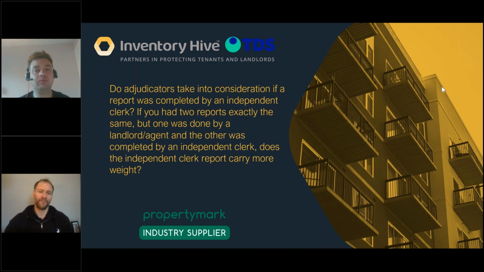You know, these are things that adjudicators will consider because we do think about all of the circumstances. So it might be that when it's done by a landlord themselves, their evidence does become slightly less reliable because of the language that they've used.